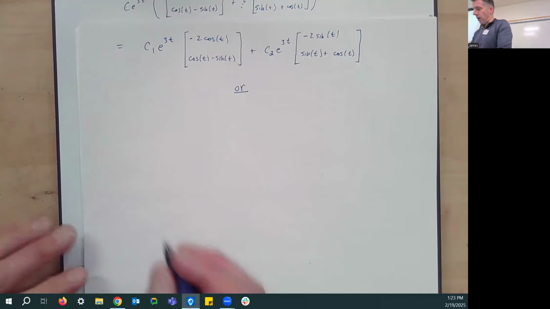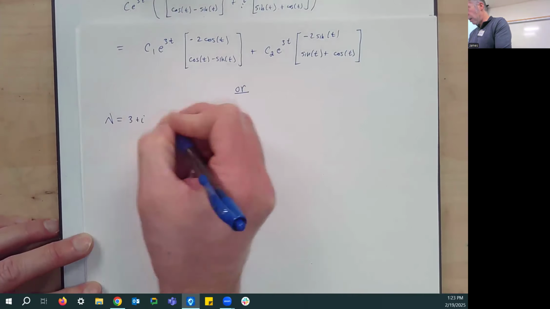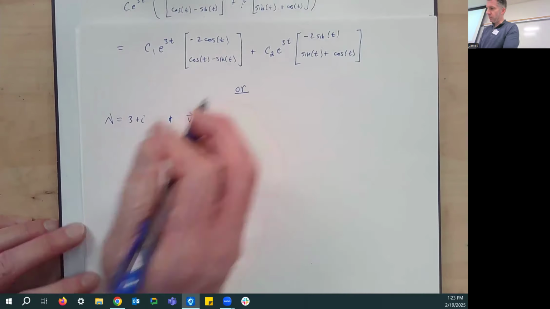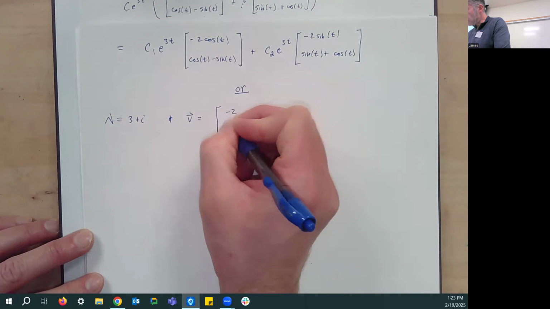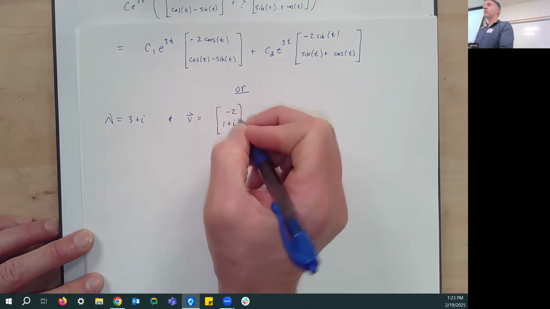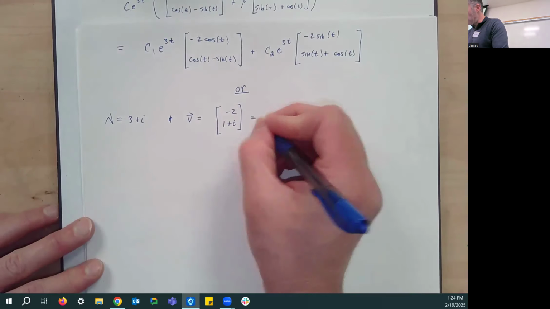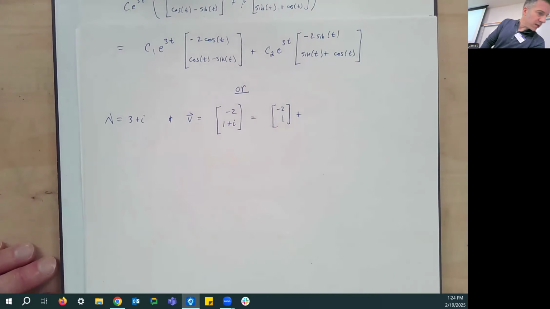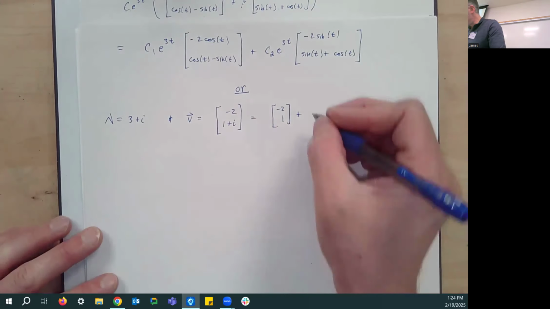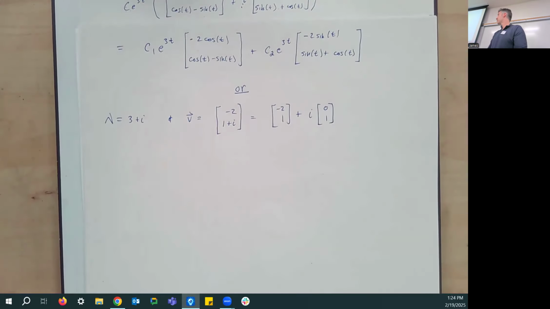He would take your eigenvalue of 3 plus i and your eigenvector of, what was my eigenvector here? -2, 1 plus i. And he's going to break up that eigenvector into the real part of the vector and the imaginary part of the vector. So that's going to be the vector -2, 1 plus the vector. Let me see one thing here. He does factor out the i times 0, 1. And then he kind of does the same work.